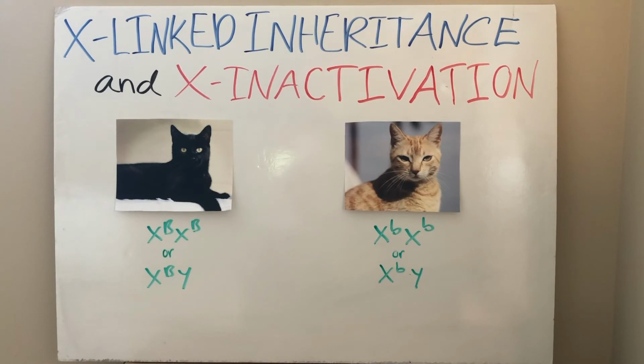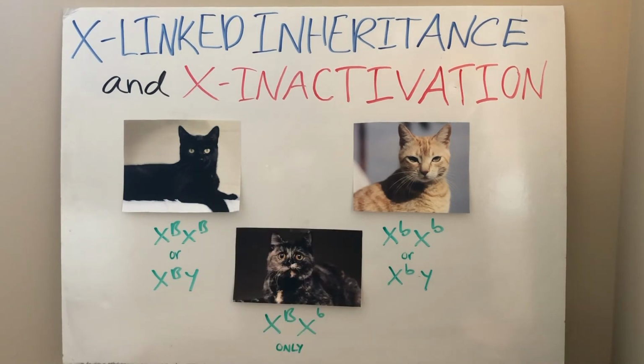In order for a cat to have the tortoiseshell phenotype, it would have to be a heterozygous female, since only females have two X chromosomes to express both alleles. A male cat would not be able to express this phenotype since he only has one X chromosome that can contain either the black allele or yellow allele.